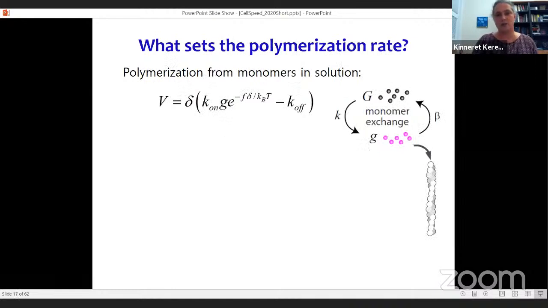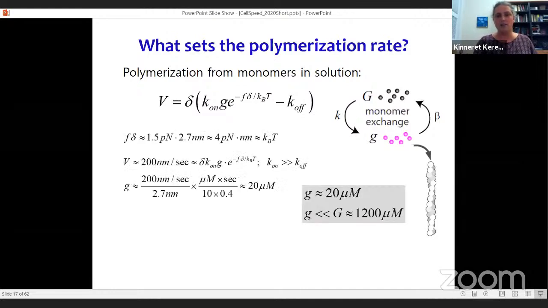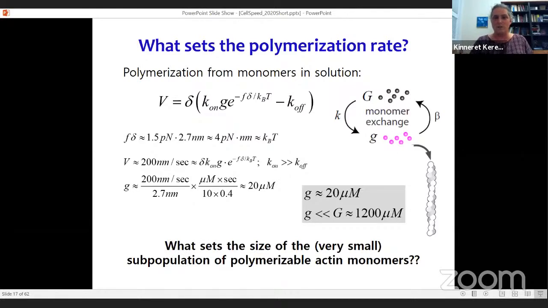If we think of polymerization from solution, and we take the on and off rate measured in vitro, and we know the load force on the filament, we can use the known polymerization rate that we observe to extract the concentration of available monomers. What we find is that this is really a minute part of the subunits that we see. So there's a millimolar of actin monomers in solution, only 20 micromolar according to these rates are available for polymerization. And we really don't understand what sets this subpopulation of actin monomers. I'll say as a side note that having this very small population that rapidly exchanges with this very large pool actually buffers against fluctuations in space and time in the polymerization rate.